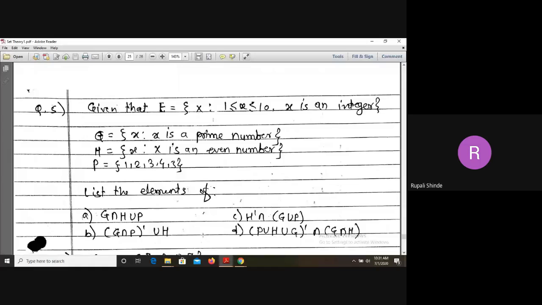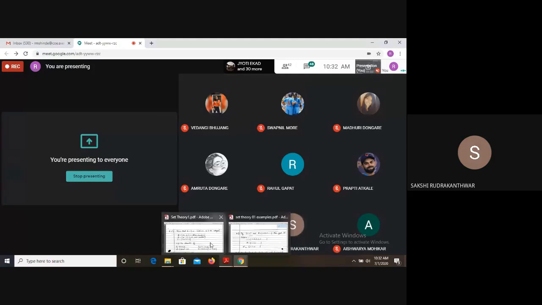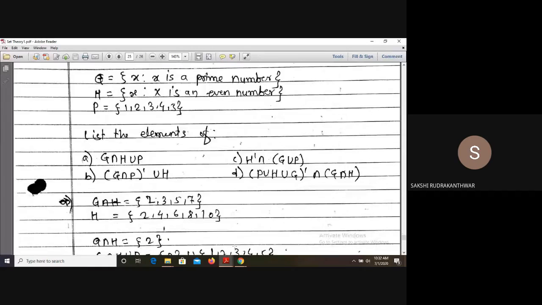Hello. Can you just tell me how to find the complement of H in order to solve this example? First of all, we have to find H complement. So how to find this? Ma'am, in the complement, there will be 1, 3, 5, 7, and 9.